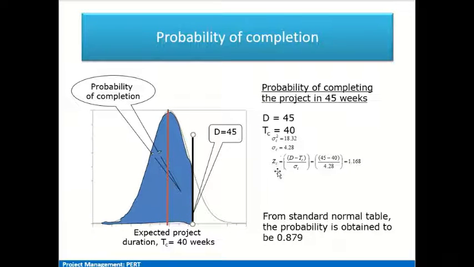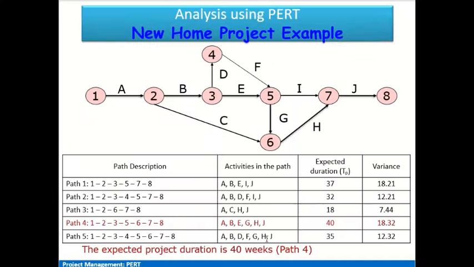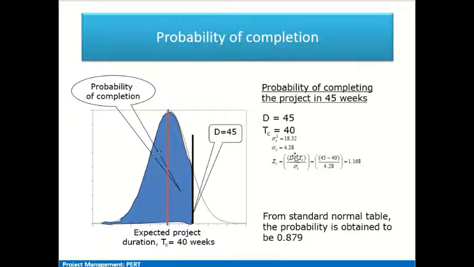That is given by the use of the Z score. Z score is nothing but the value of variable x minus the mean of variable x, divided by the standard deviation of variable x. In this case, we have the mean as the expected project duration, which we have already calculated here, that is 40 weeks. So TC is already available as 40. Now the x value means the value within which we are expecting the project to get completed, that is 45 weeks. So D is 45, T we have as 40, and the standard deviation for T is given by the square root of variance.